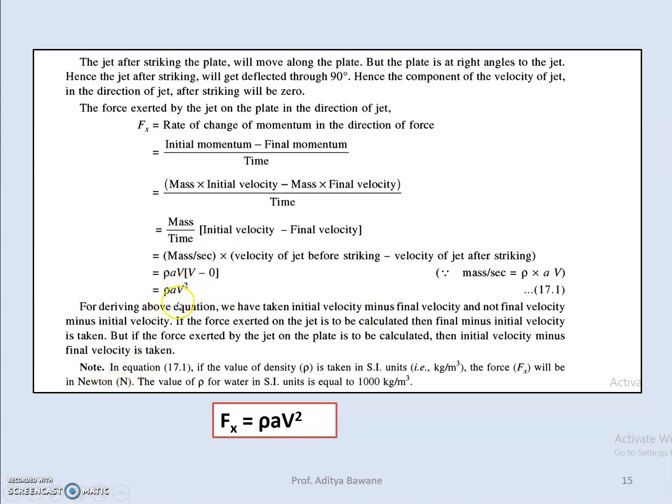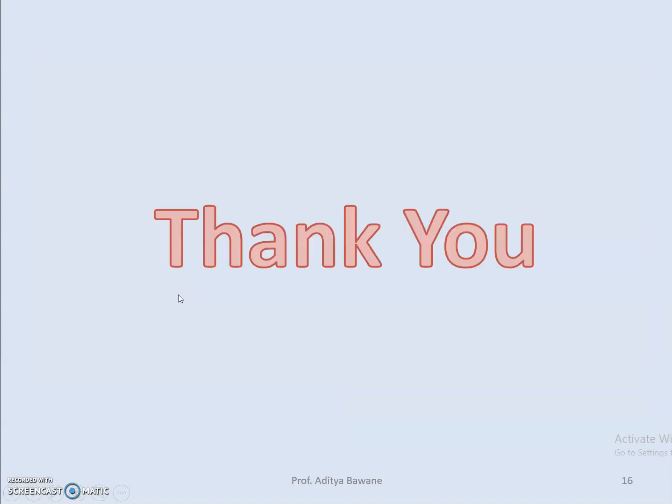In this case, Fx will be in Newton, since density is taken in kg per meter cube in SI units, which has a value of 1000 for water. So the force will be rho a v square.